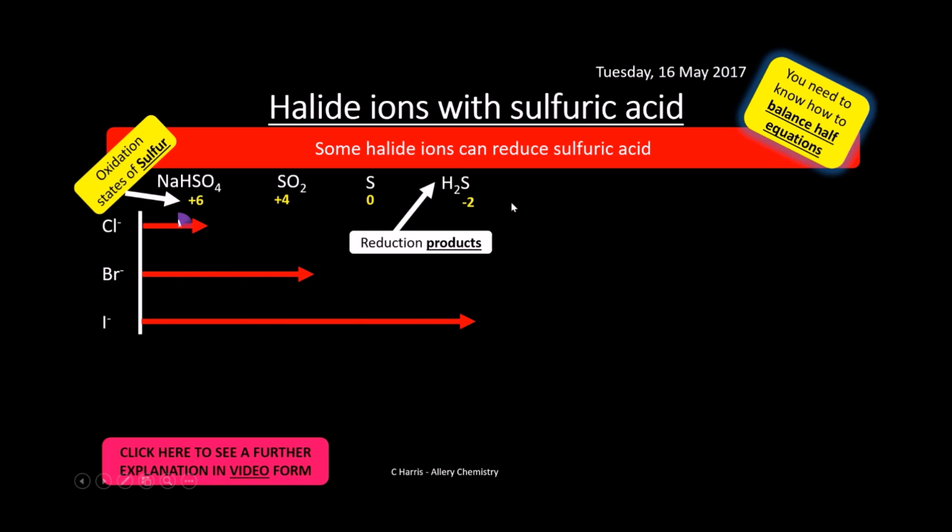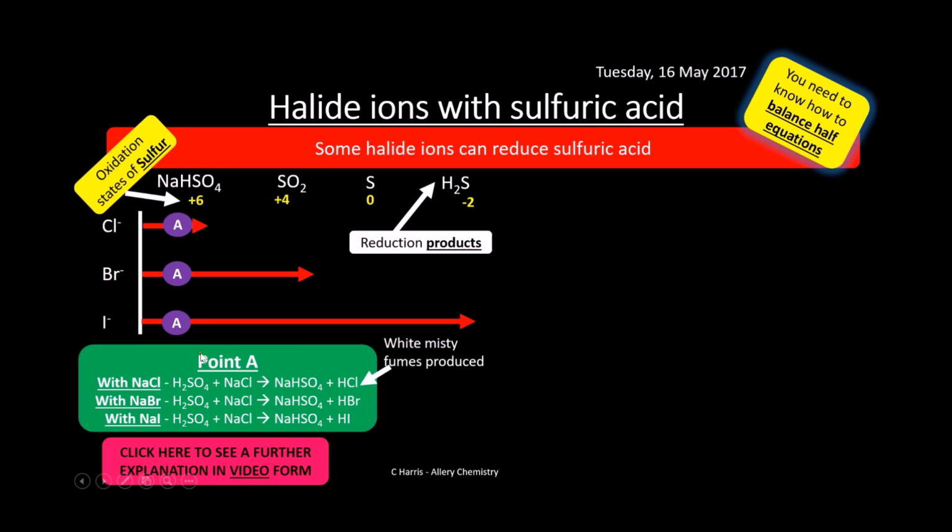Okay, and what we're going to do is use this little underground symbol, hopefully like a train map, to explain what's going on. We're going to look at what happens with reaction A. Now, chlorides, bromides, and iodides all produce this product here, which is sodium hydrogen sulfate. So we just need to be aware of how these are made.